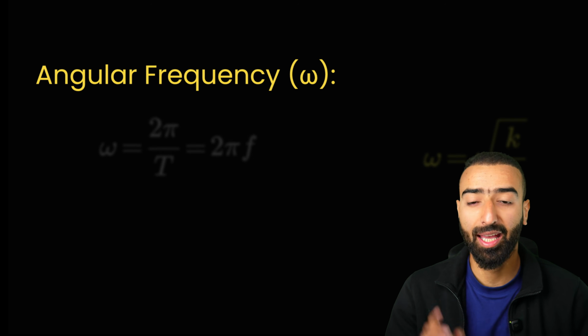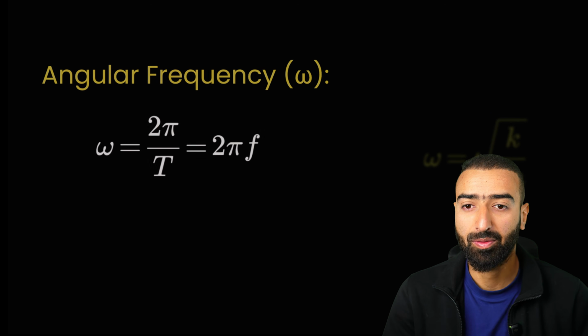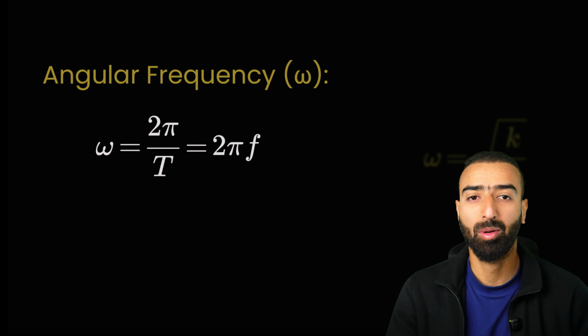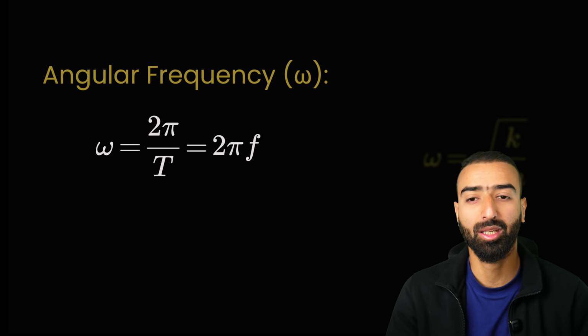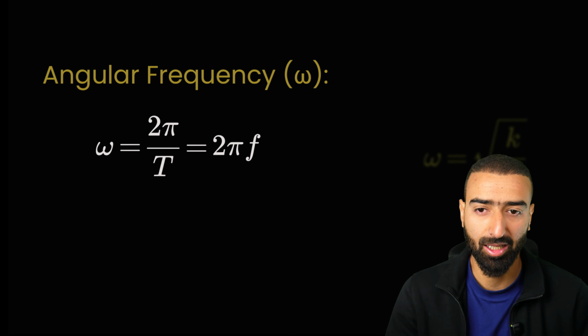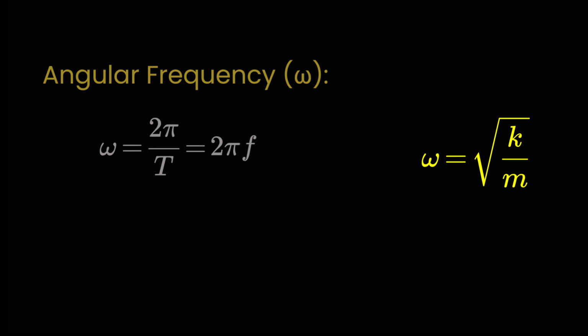Finally, we have the angular frequency represented by omega. Omega is defined as 2 pi divided by the time period. Since 1 over time period is the frequency, we can rewrite this as 2 pi times f. We also had the other equation for omega that we used earlier, which is square root k over m. Both of these equations are correct, and sometimes we might need to use both of them. That's it. Those are the basic variables we need for simple harmonic motion.